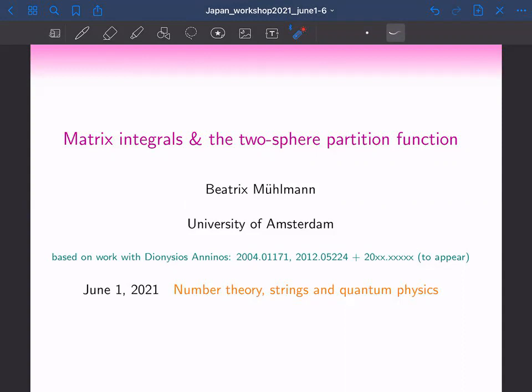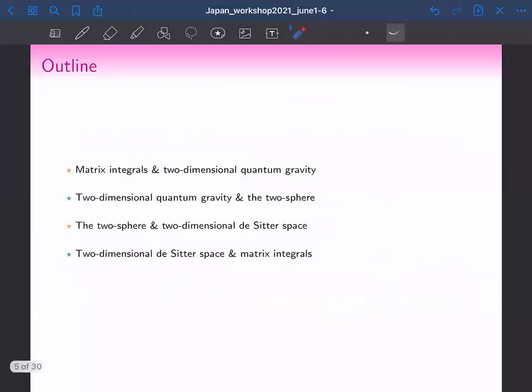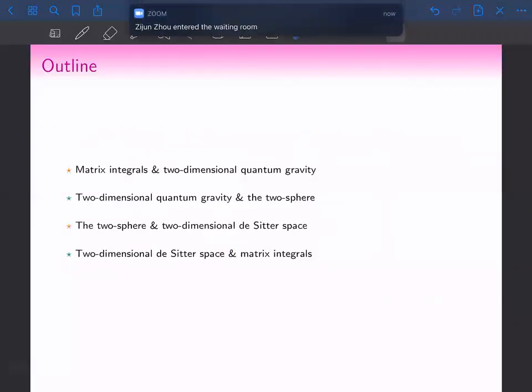Exactly. I'll talk about matrix integrals and the two-sphere partition function. I'll explain every single detail that I highlighted in my elevator pitch. So to some extent, what we're going to do in my talk is run in a circle. I'm going to introduce matrix integrals. We'll talk about two-dimensional quantum gravity. We relate two-dimensional quantum gravity to the two-sphere. We relate the two-sphere to two-dimensional de Sitter space. And finally, I will try to hint how two-dimensional de Sitter space might be connected to matrix integrals.